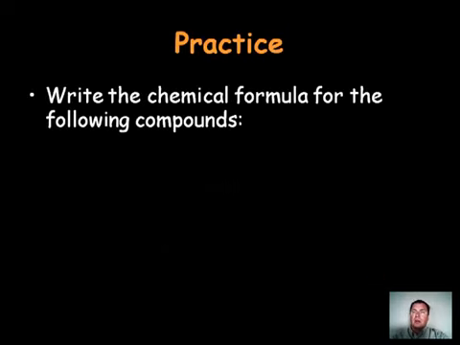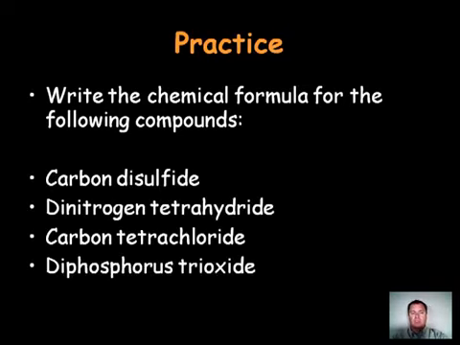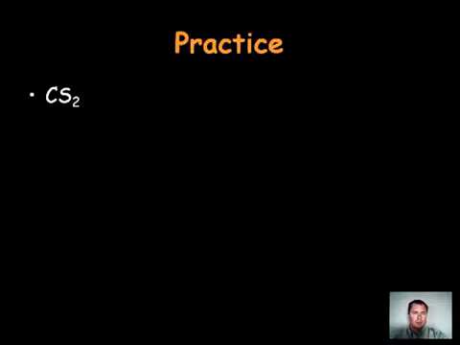Okay, so let's do it the other way. I'll give you the name, and you see if you can write the chemical formulas. This was the easy way to go. So go ahead and pause those, write them down, and then come back and let's see how you did. CS2, carbon disulfide. N2H4, dinitrogen tetrahydride. Third one, carbon tetrachloride. Hey, we already did that one a little bit ago, so you better have got it right. Diphosphorus trioxide. So pretty simple. Once you have the name, going back the other way is pretty simple there.